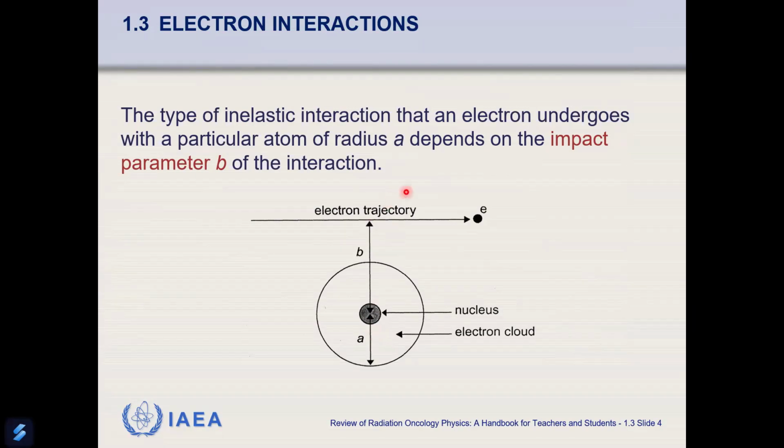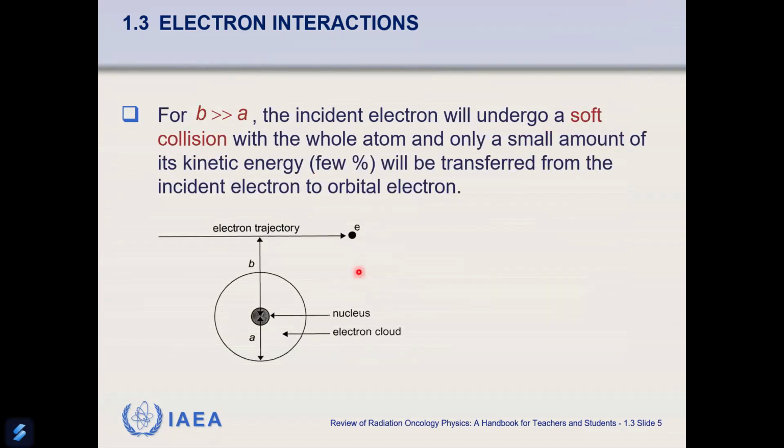So we are considering this scenario here, and we are going to look at different cases. So case 1 is when B is much larger than A. In other words, the electron is much further away compared to the radius of the atom. So what happens if the electron is much far away, or if B is much greater than A? It means the electron will undergo what we call a soft collision. So that means since the electron is far away, only a small amount of energy, in the magnitude of a few percent, will be transferred from the electron to the orbital electron.